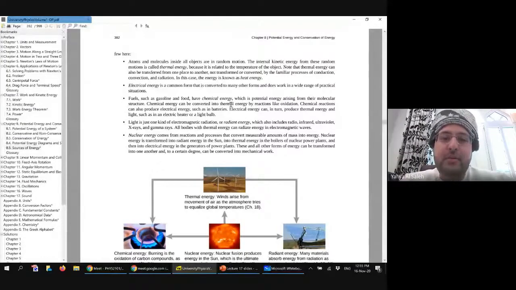So, for example, atoms and molecules inside all objects always jiggle. There's always a random motion. They have internal kinetic energy because of this, and we call it thermal energy, because it is related to the temperature of the object.